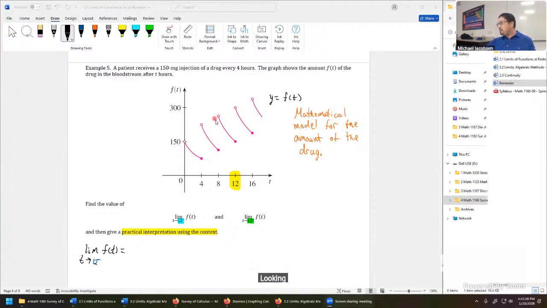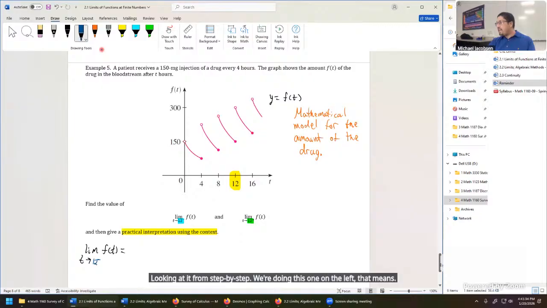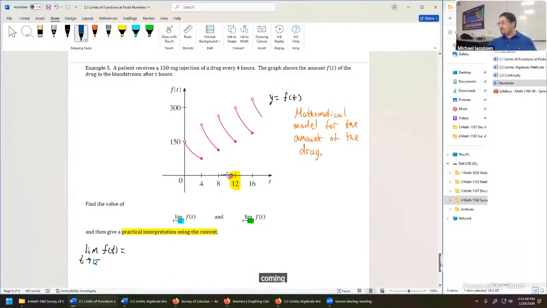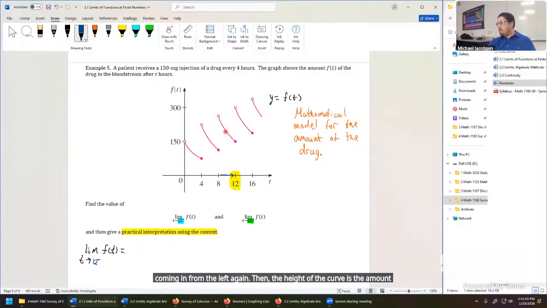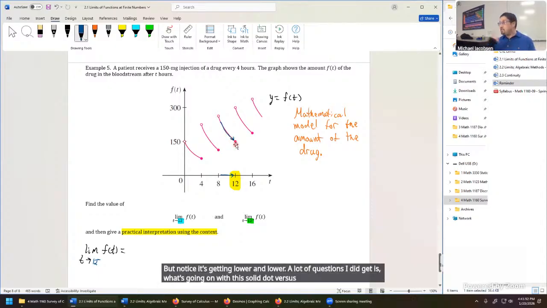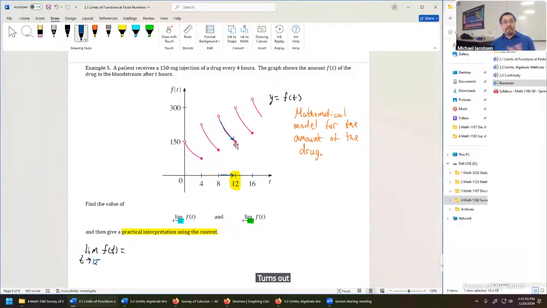Looking at it step by step, for doing this one on the left, that means we're tracking the time value as we get closer and closer to 12, coming in from the left again. Then the height of the curve is the amount of the drug in the bloodstream, but notice it's getting lower and lower. A lot of questions I did get is, what's going on with the solid dot versus the open dot? Turns out it doesn't even affect the limit one bit.